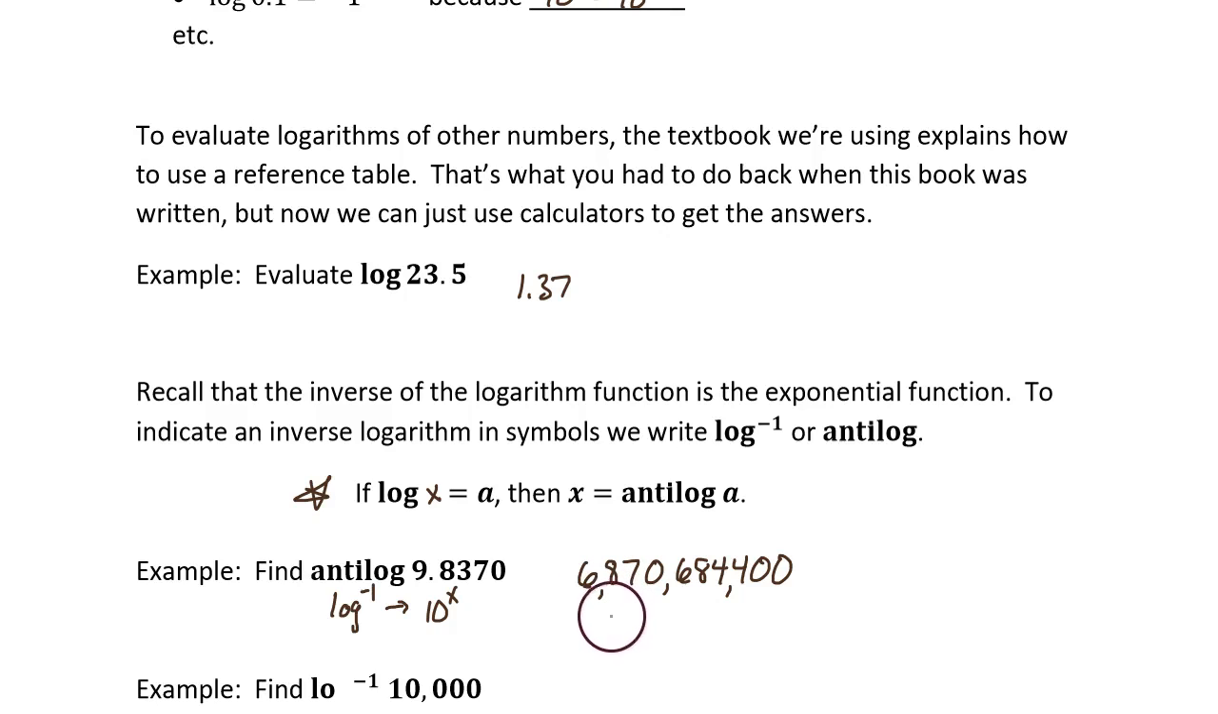Well, why is it so big? It's because when you find the antilog of this 9.8370 number, what you're really figuring out is what is 10 to that exponent. If you multiply 10 by itself more than 9 times, you're going to get a large number.